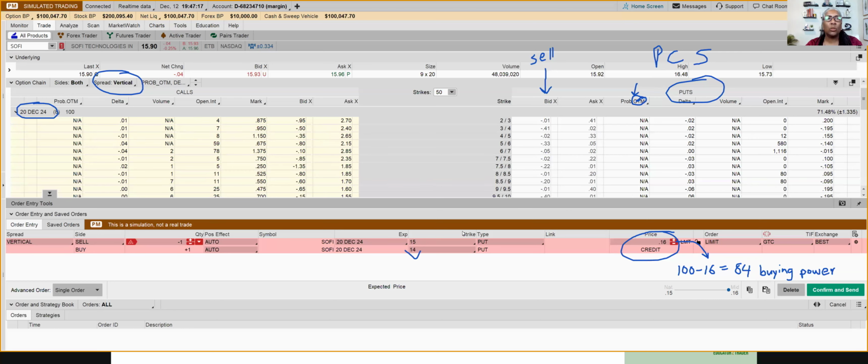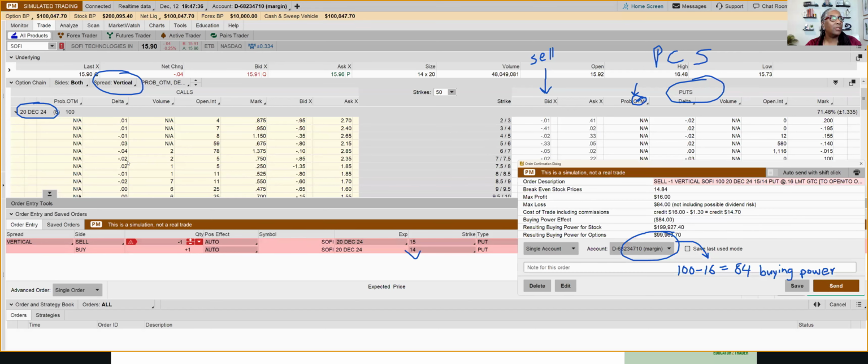All righty. This was SoFi, looking for the 20th of December, which would be next Friday, 14-15 spread, a put credit spread. You see the word credit here. If you like all that, you can push confirm and send. Then it pops up and tells you what actually is going on in the trade. If you're looking at Thinkorswim, Thinkorswim will give you all this good information about it. It says, yep, you're going to take in $16 is your max profit.